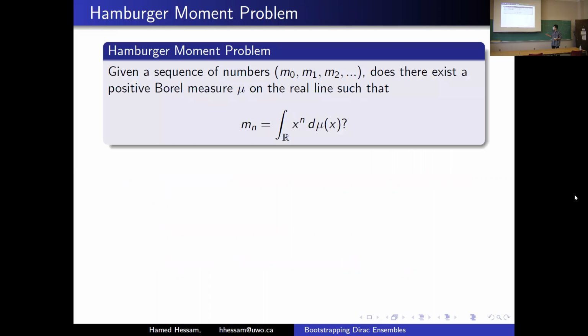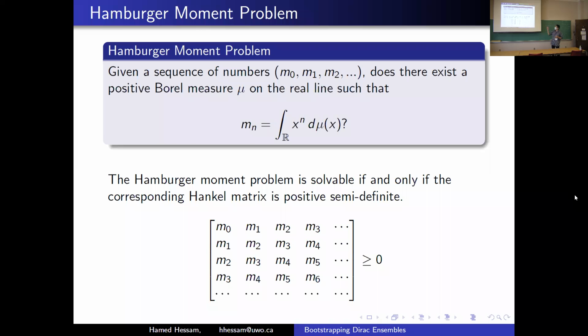So let's recall the Hamburger moment problem. Given some numbers M0, M1, M2, does there exist a positive measure on the real line such that those numbers become the moments of that measure? This problem has a solution if and only if the corresponding matrix of the moments is positive semi-definite. So if this matrix is positive semi-definite, we have a measure with those numbers as moments.